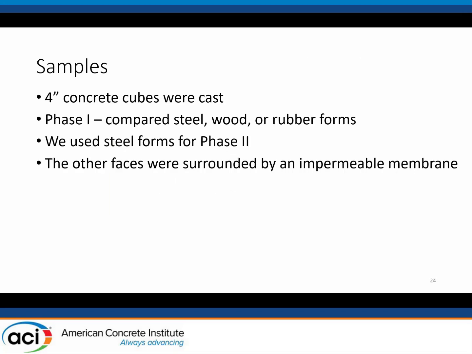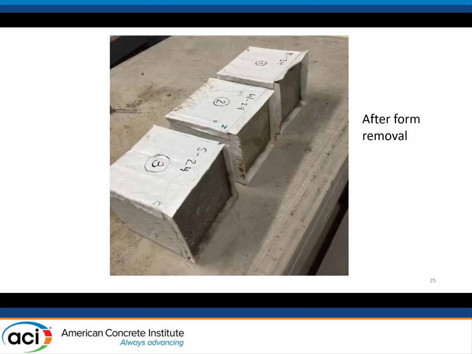So we make these 4-inch cubes. Phase one, we're going to test the steel, wood, and rubber. Phase two, we're going to look at how we can use steel forms and then extend the cure. This is what our samples ended up looking like. There's the finished surface there to the right, and there's the impermeable membrane around the outside.